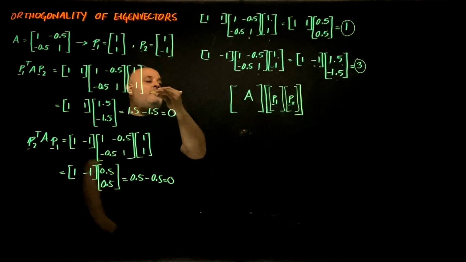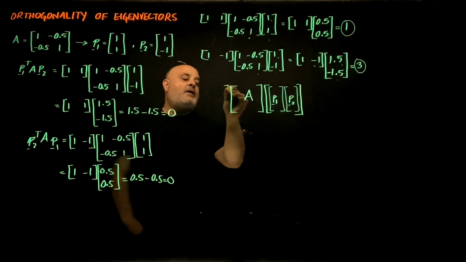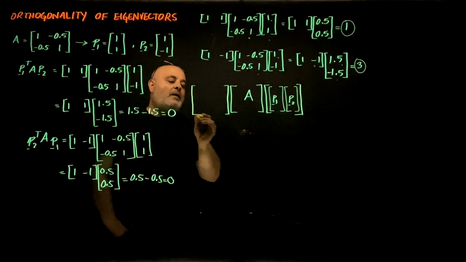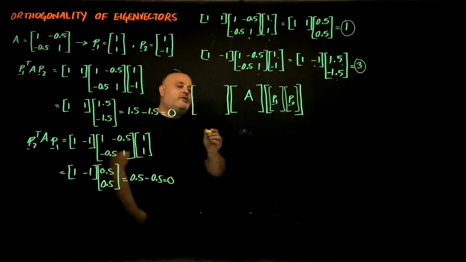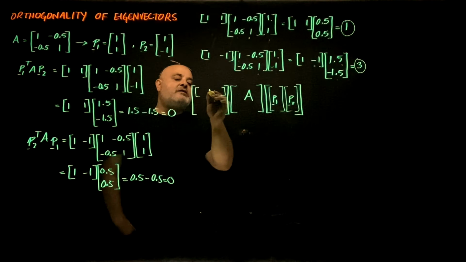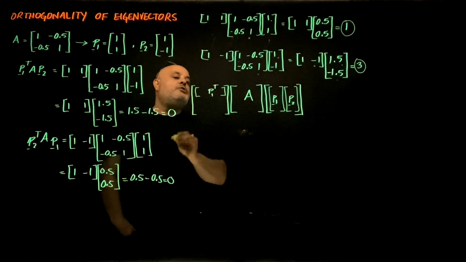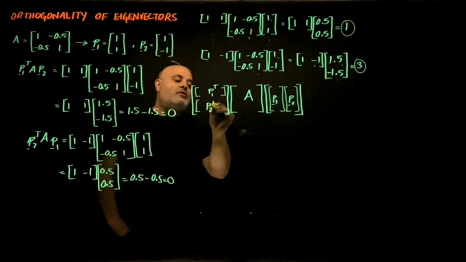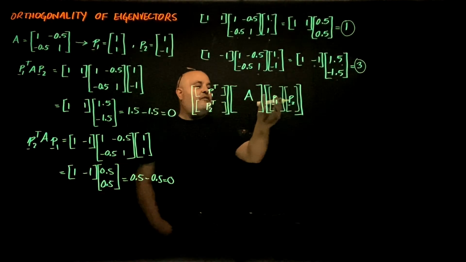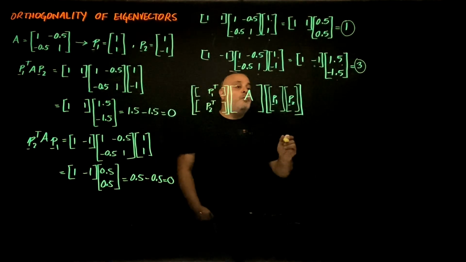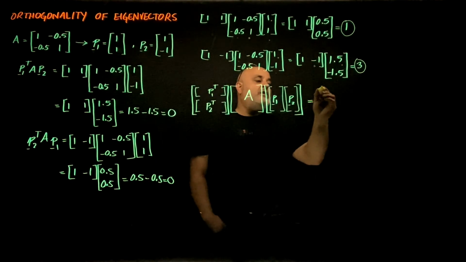And then on the other side of A, I will add the transpose of the vectors. This is P1 transpose, and this is P2 transpose. I flipped the vectors, the column became the row. Now, what's going to happen here?